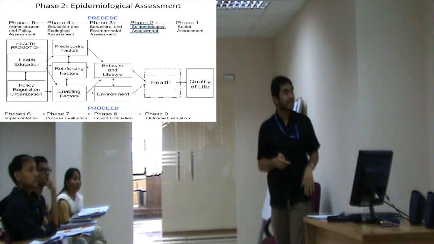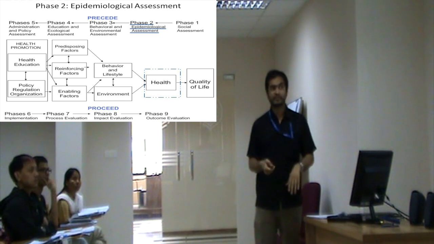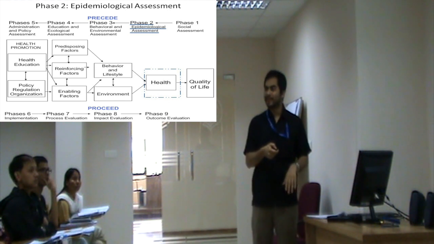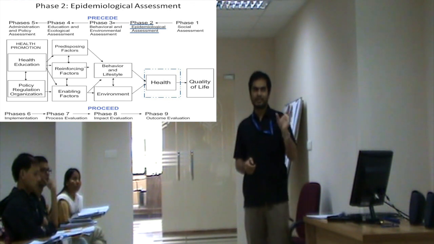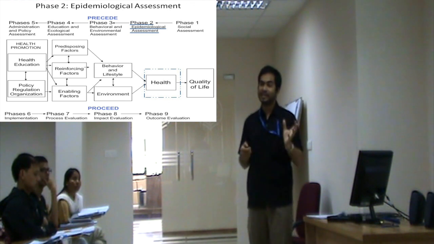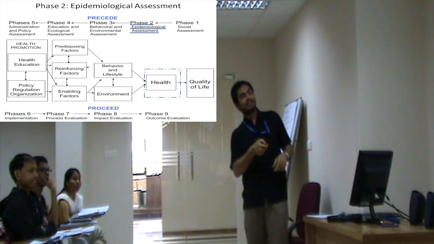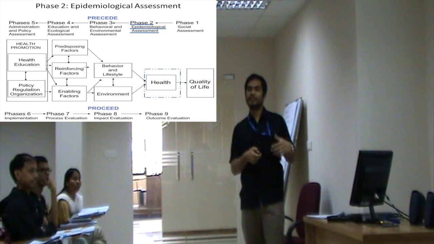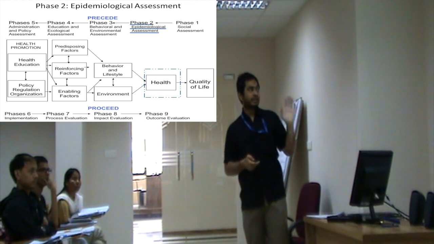In epidemiological assessment, you try to understand the health status of that community. First, you try to understand the quality of life, what they think improves their quality of life, what they perceive to be important for their living. It's not really health. Now we are coming to health, because health causes this improved quality of life, according to our reciprocal determinism. So now we are into that.